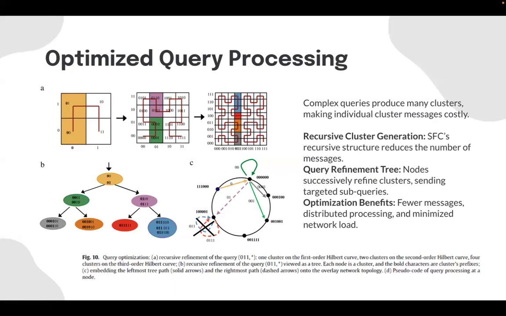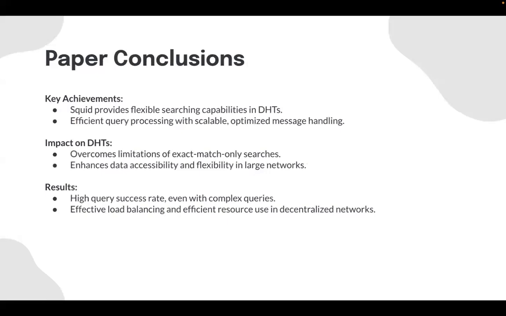So this figure shows this query refinement as a tree and how it's going to be mapped to the overlay network. The root node performs the initial refinement, passing some queries to nodes that handle further refinements, and this reduces the number of messages and focuses the query process on only relevant nodes. If a cluster matches a node's prefix, it stops refining and processes the query locally. And this optimization minimizes the messages needed, distributes the query load across multiple nodes, and keeps query resolution scalable even for complex searches. Now let's wrap up and go to the conclusions of what the authors achieved.